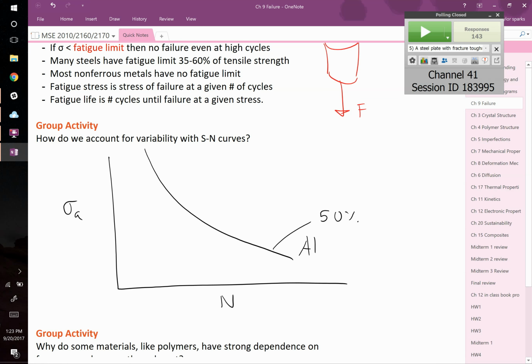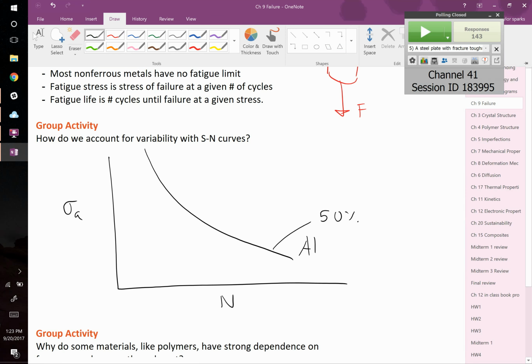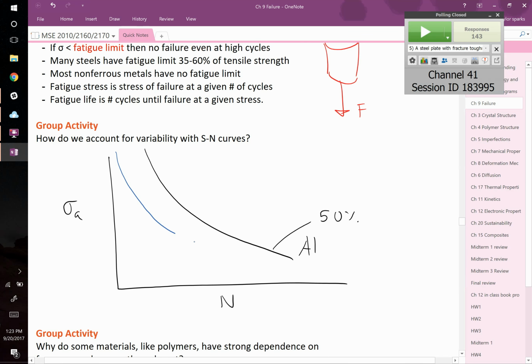Anybody have a thought? Yeah, Matt. Lots and lots of testing. You're exactly right. You would have to introduce other lines. You'd have to have another line right here. Would this correspond to a higher or a lower survival rate as opposed to this one? This one is a higher survival rate. This might be like 1% of samples fail, right?